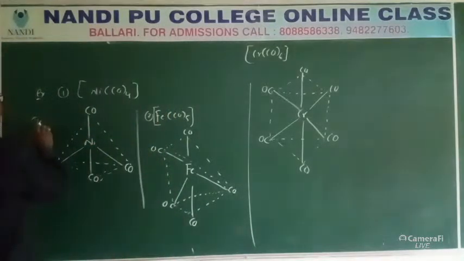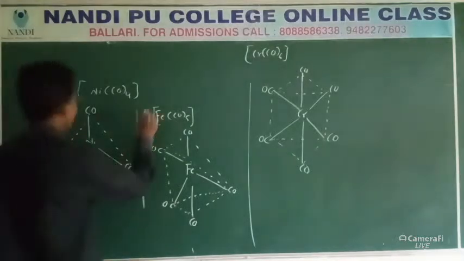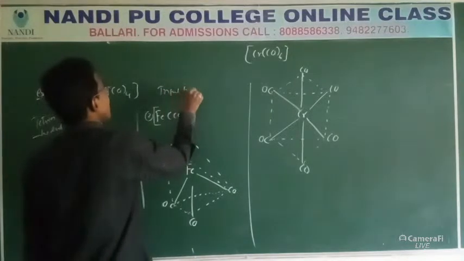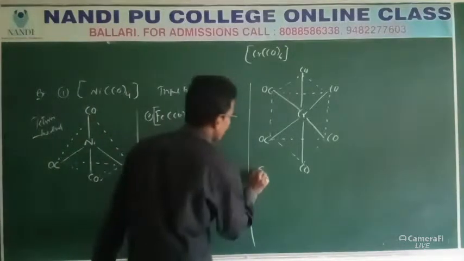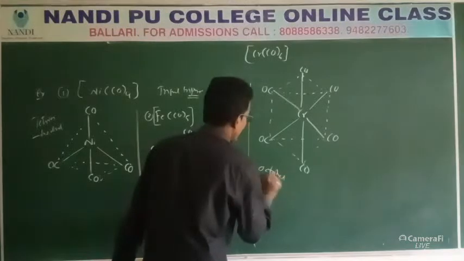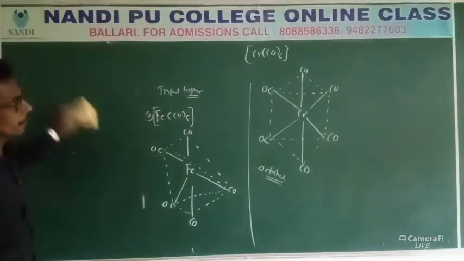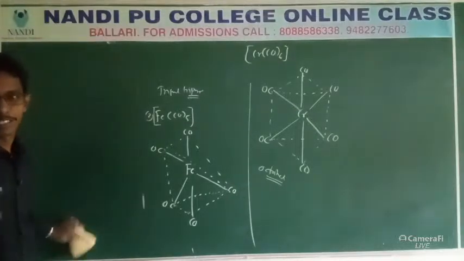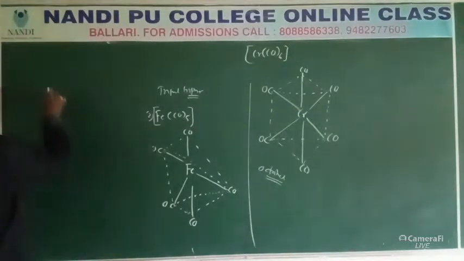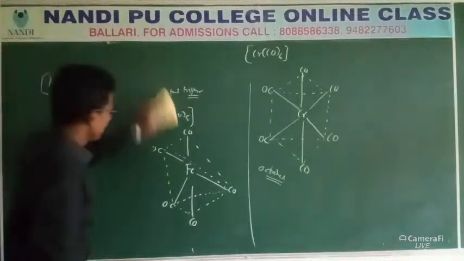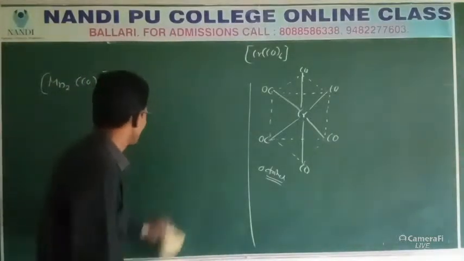Right, this is tetrahedral. It is trigonal bipyramidal. It is octahedral. And last and final, only one, that is polynuclear, Mn2(CO)10. This is polynuclear.